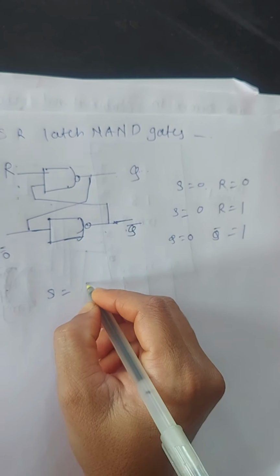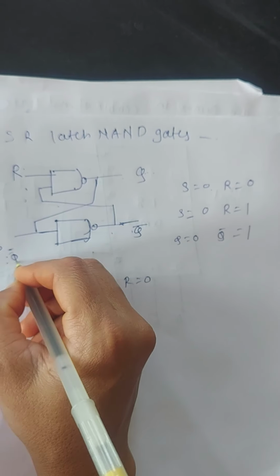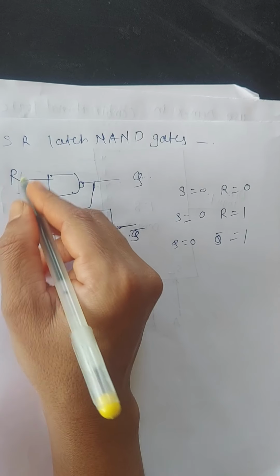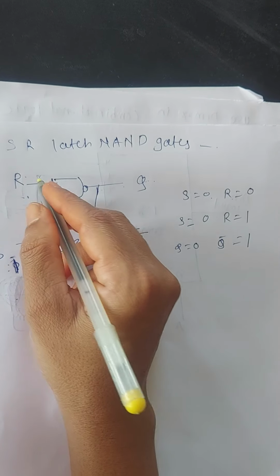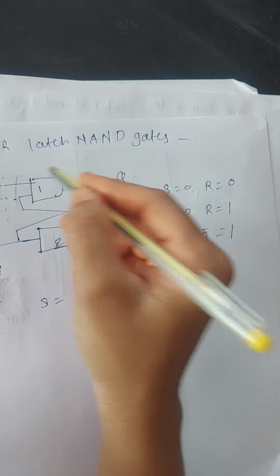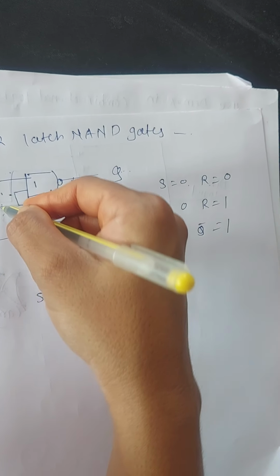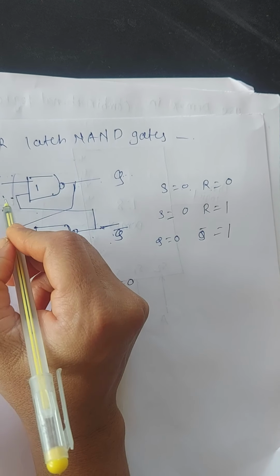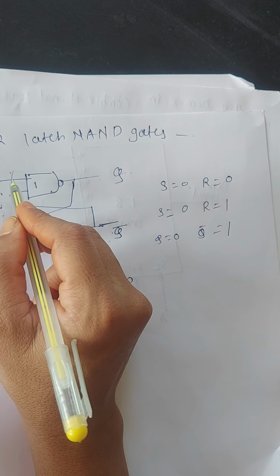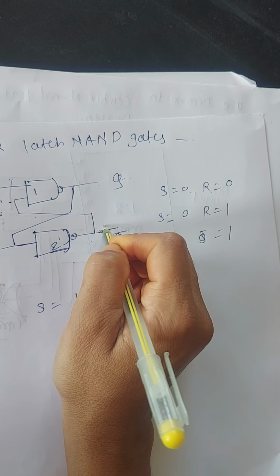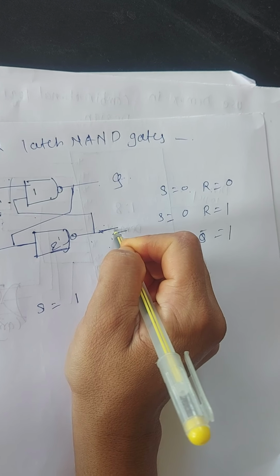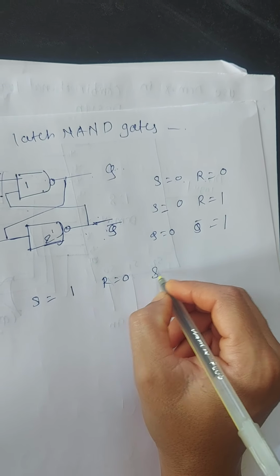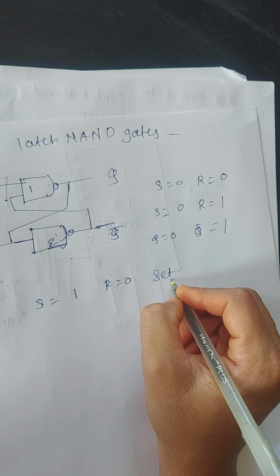When S is equal to 1 and R is equal to 0, Q bar is equal to 0. For NAND gate 1, the inputs are 1 and 0. For NAND gate 2, both inputs are 1, so Q bar is equal to 0 and Q is equal to 1. This condition is called the set condition.